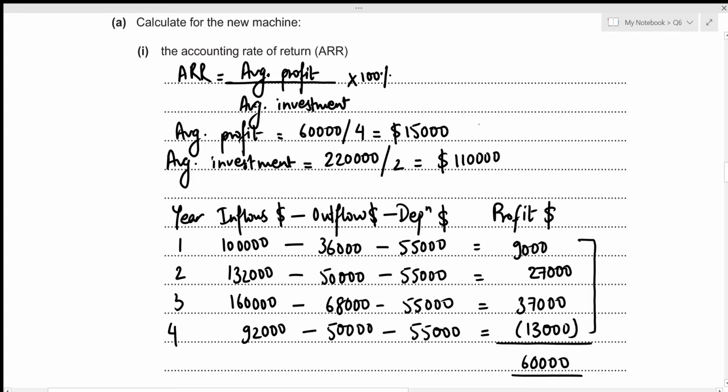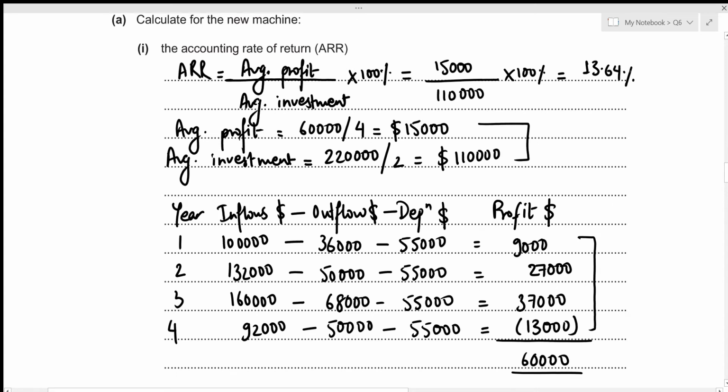Now we just substitute these two values into our formula for the accounting rate of return. So we have our average profit of 15,000 divided by our average investment of 110,000 times 100%. So the accounting rate of return is going to be 15,000 divided by 110,000 times 100%, which results in 13.64%. This concludes the first part. Now we can move to the second part.